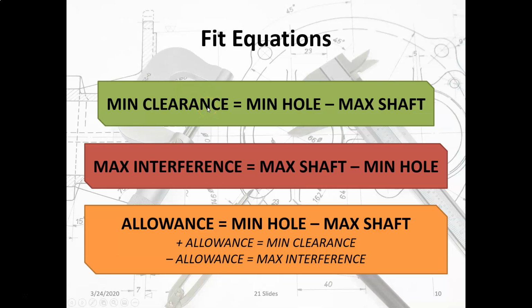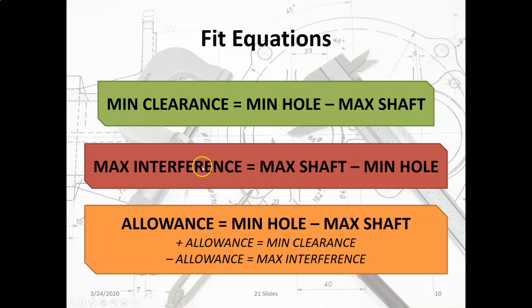Now, these equations are important. They're mentioned in your book, but they're kind of buried. So this slide you might want to keep up. We'll refer to it again in my next video, but these are the fit equations. The minimum clearance between 2 mating features is going to be the minimum hole minus the maximum shaft. Between 2 mating cylindrical features, the minimum clearance is the smallest hole minus the largest shaft.